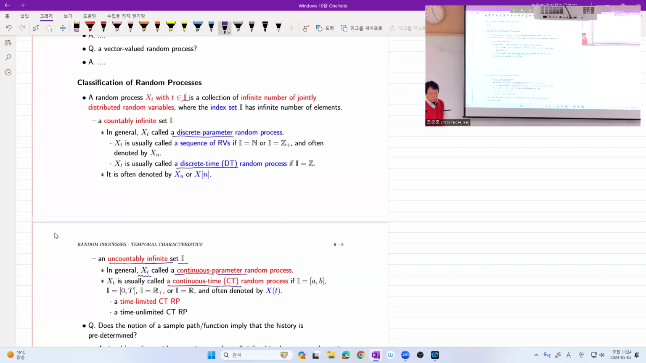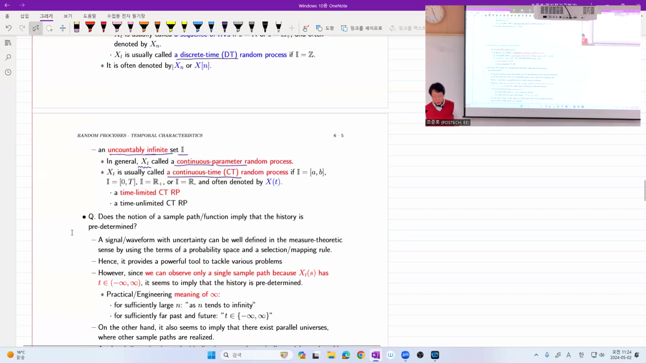Got it? So according to this definition, a sequence of random variables is a discrete time random process where the universal set for the time parameter is what? The natural numbers, or the set of non-negative integers, something like that. But usually I prefer to call that case a random sequence. And if I say random process, I assume that the time parameter can be any integer.